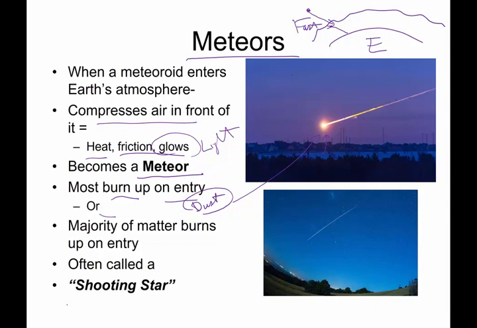Folks have a tendency to call meteors shooting stars. They are not shooting stars. You do see them go zoom across the sky. People use that term, but please be aware it has nothing to do with stars. There are no stars associated with meteors.